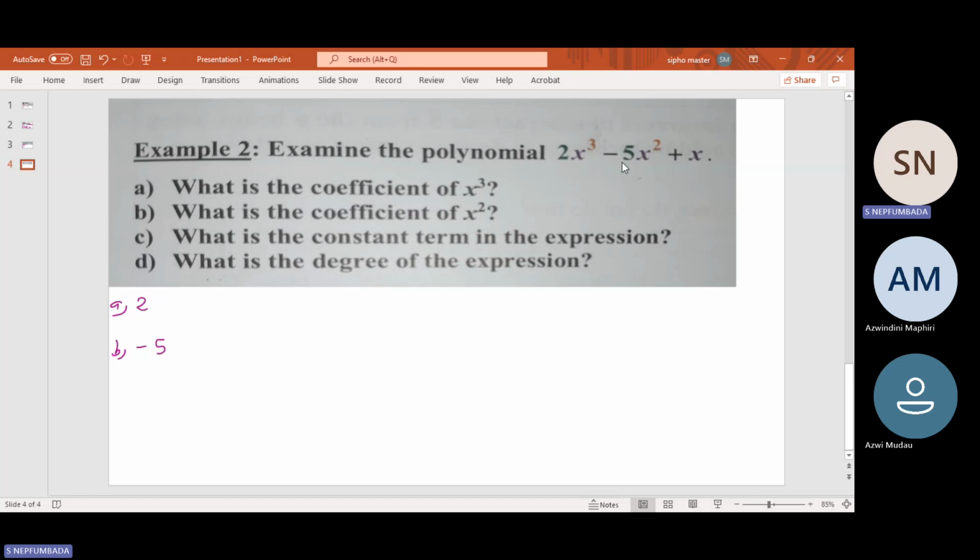The coefficient is the number that is near what is being asked. They say, what is the constant term in the expression? 0. Yeah, it is 0 because it's not shown. There must be plus 0 here. If it is not shown, then it's 0. Let's say, what is the degree of the expression? 3. Right.